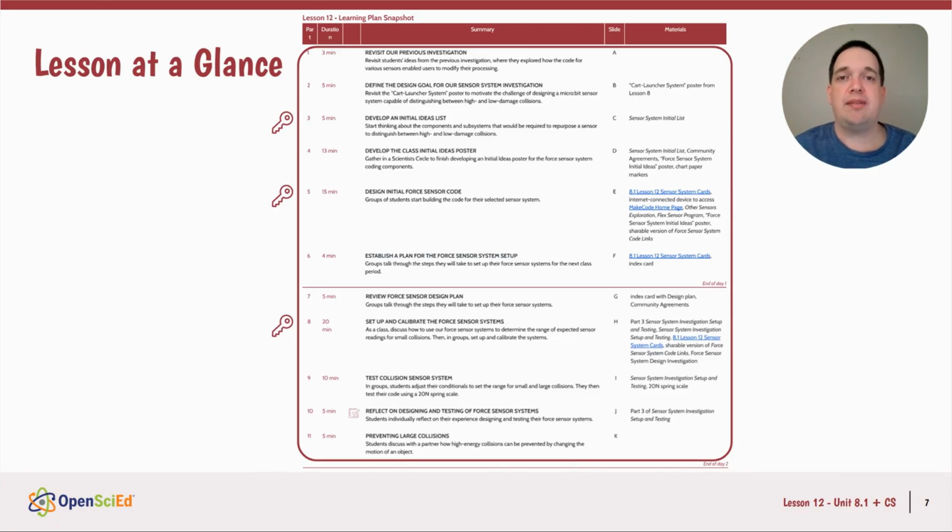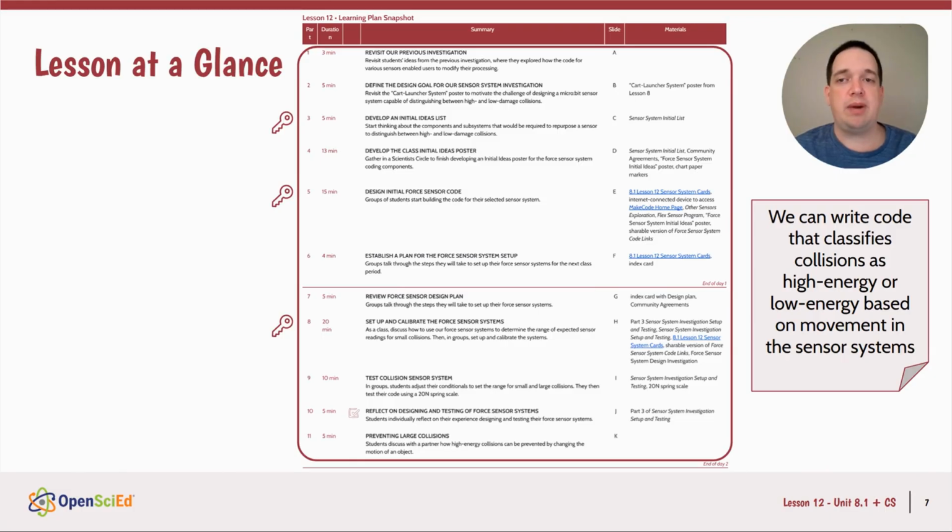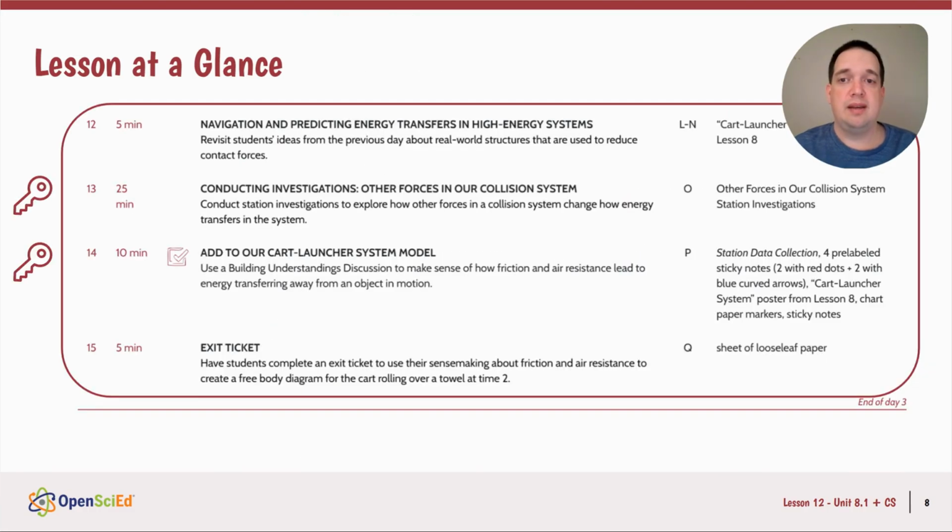And then in part 11, we start thinking about how we could actually reduce the amount of kinetic energy in those collisions. The main takeaway from these first 2 days is that we can do this. We can write this code that helps us classify these collisions as high energy or low energy based on the inputs from the sensors. On day 3, the second main piece of this lesson is when we start thinking about how we could reduce that kinetic energy.